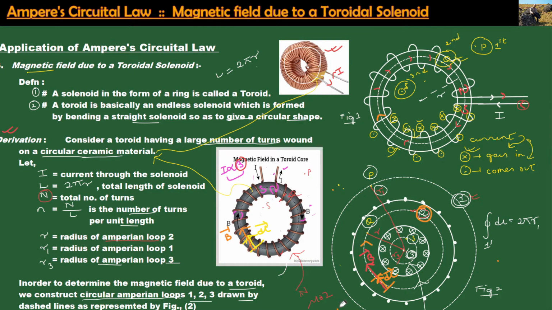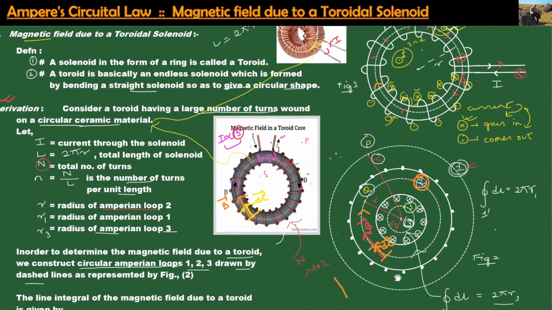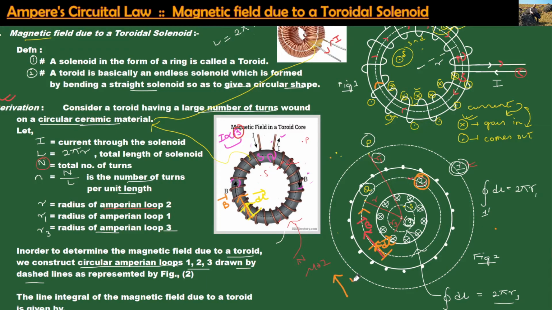Which means that in that case, for that element, dl will be in the same direction as well as this B also. That B also will be in the same direction. So if dl and B are in the same direction, it is obvious that the angle theta over there will be equal to 0 degree, since they are in the same direction.